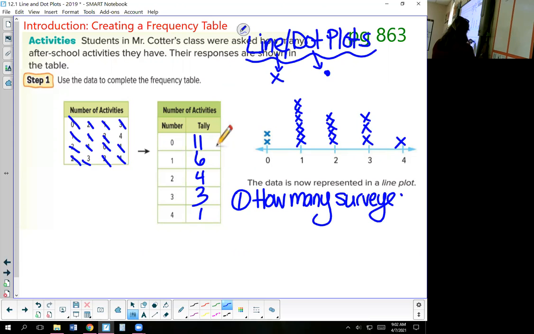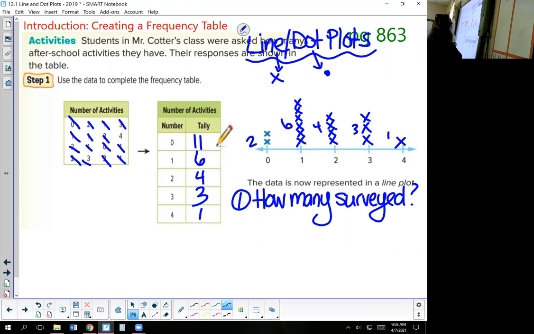I would write this down because a lot of the questions on your homework are going to be like this. How many kids were surveyed? If I ask you how many kids were asked this question, what would you do here, Summer? Add them all. Add all the tallies together, or the x's, right? So I had 2 kids here. I had 1, 2, 3, 4, 5, 6 kids here.